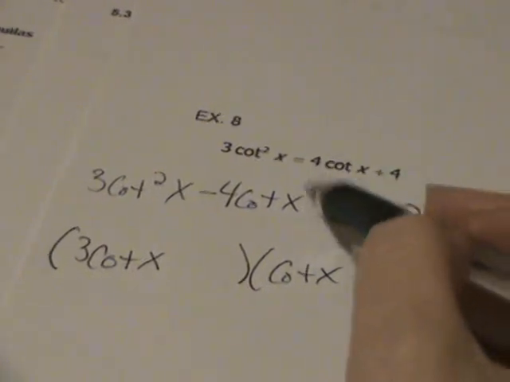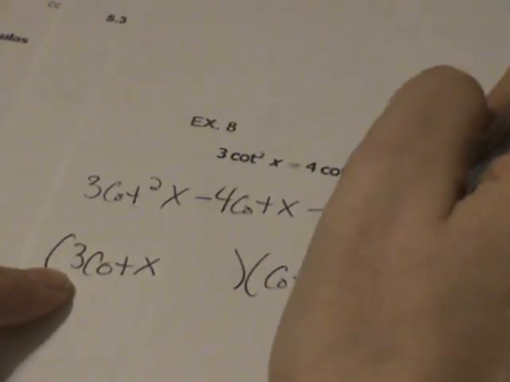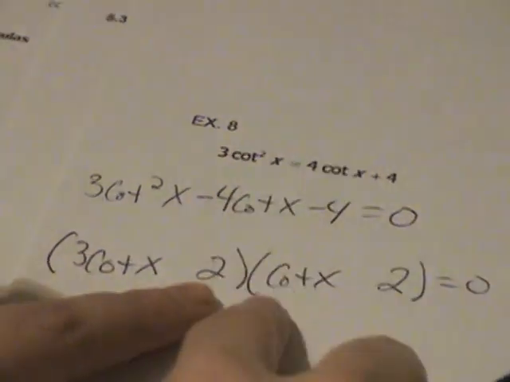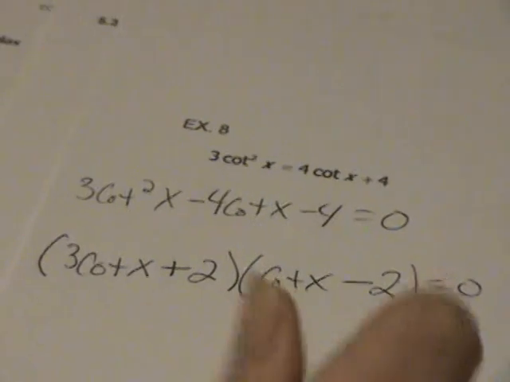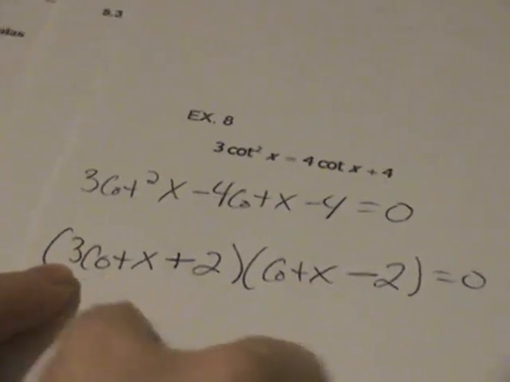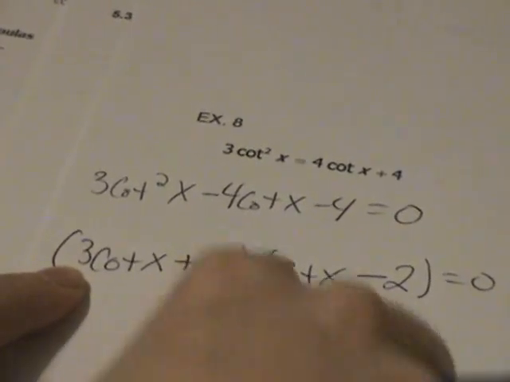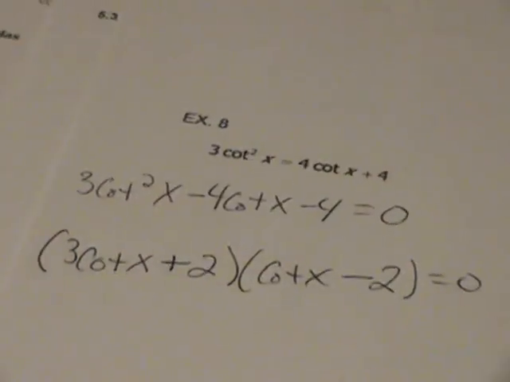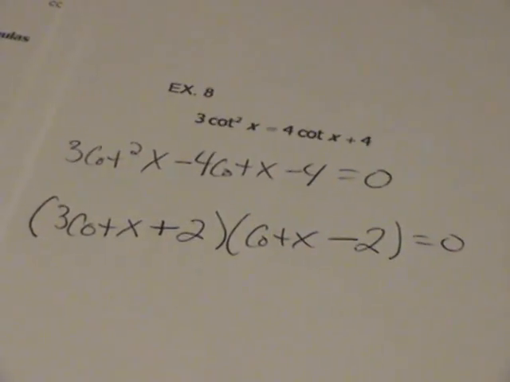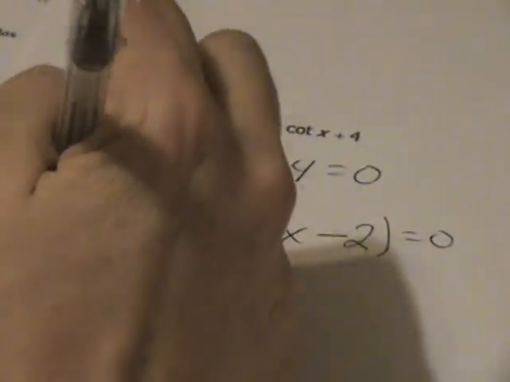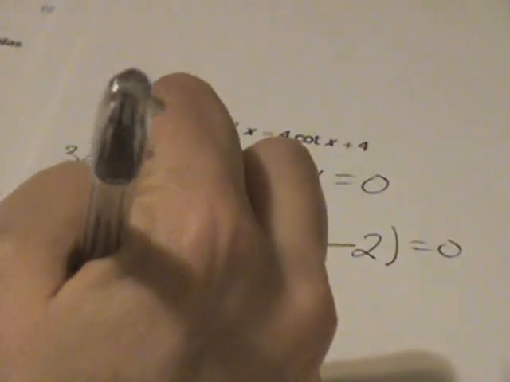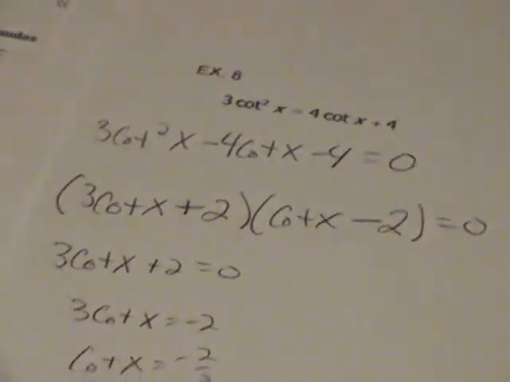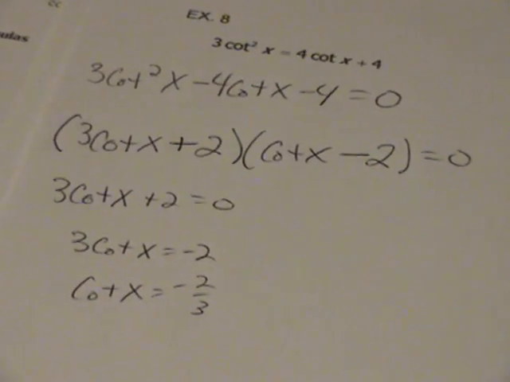So factors of 12, let's subtract to get 4, that'd be 6 and 2. So I need a 2 here to make my 6. And then there's my 2. I need a negative. So that's negative and that's positive. Double check your factoring. That's a 3 cotangent squared, a negative 6 and a positive 2. That gives me a negative 4. Negative 4 right there. We're all good. And then I'm just going to solve. Set each factor equal to 0. So set that factor equal to 0, 3 cotangent x equals negative 2, cotangent x equals negative 2/3. So we'll solve that one in a minute, either using the chart or the calculator.